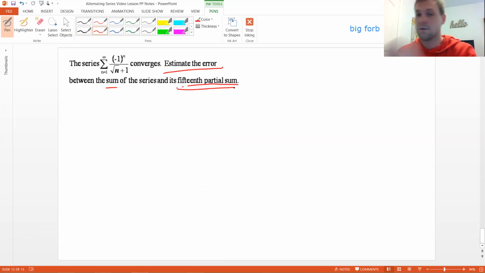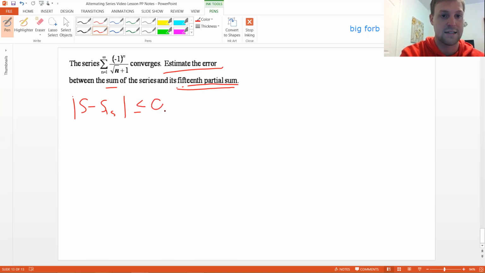So all you have to do is set up our little formula. I know that the error, which is S minus S sub 15, the 15th partial sum, I want to know what that error is. Well, I know that error is going to be less than or equal to the next term, which is a sub 16. All I have to do is find those values.